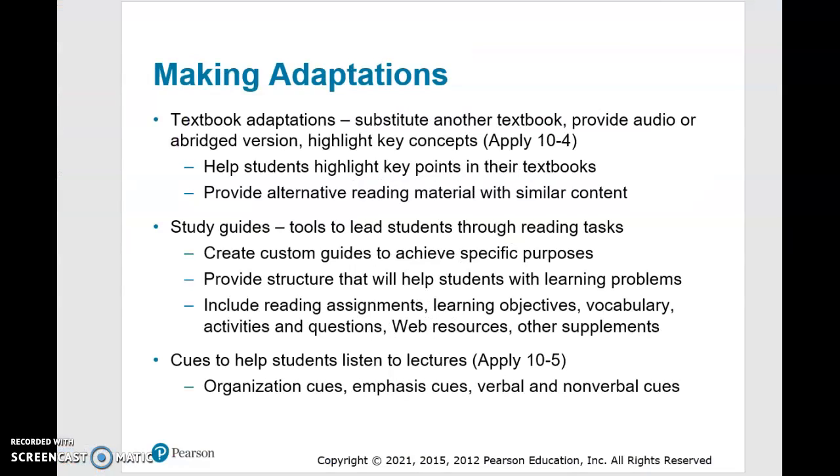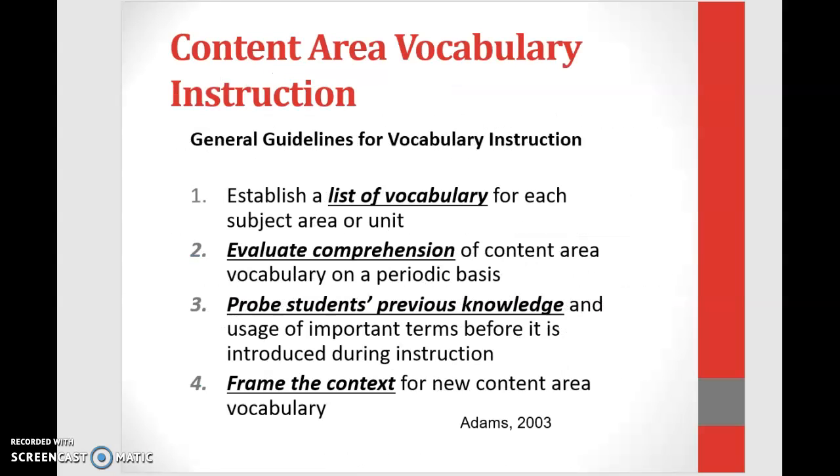All right, so I'm going to talk to the next bit of slides. I think there's about 10 or 12 of them that are not from the textbook directly, so they're from another presentation I did, which is why they look different, but I wanted to include them because I think there's some important information in here. So some general guidelines for vocabulary instruction, thinking about the content areas.